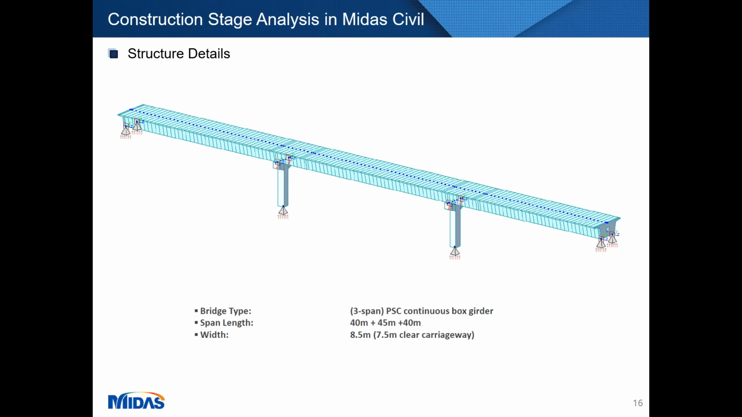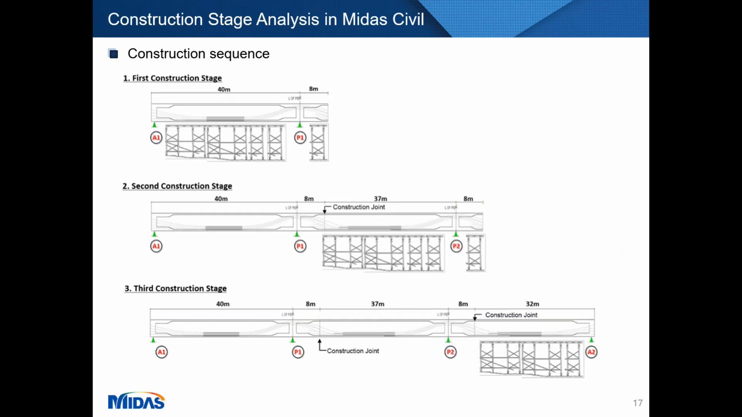Now in the next slide, we will see the construction sequence that we will be adopting for our bridge. Now this is the construction sequence that we are going to follow. We are going for a full staging method, that means it is a cast in situ construction. In the first step, we will cast the first span of our bridge plus 8 meters of a cantilever.